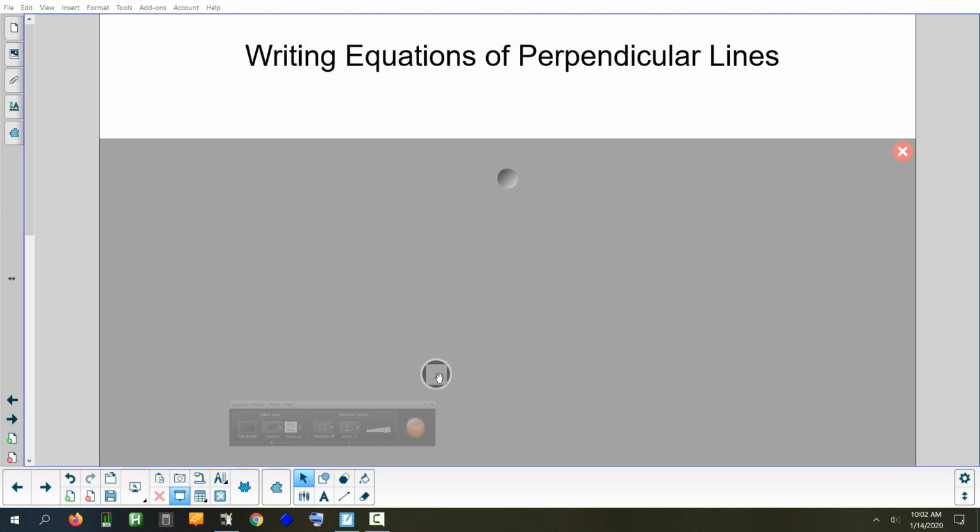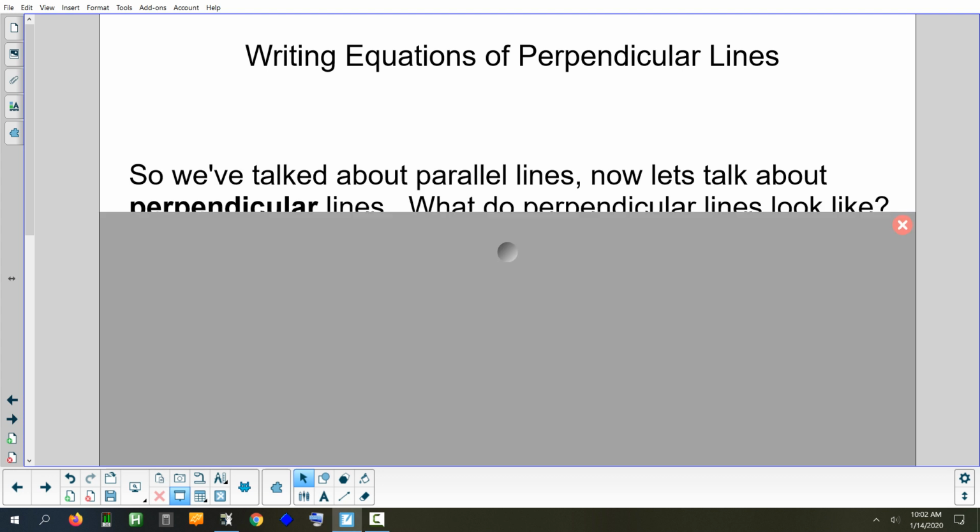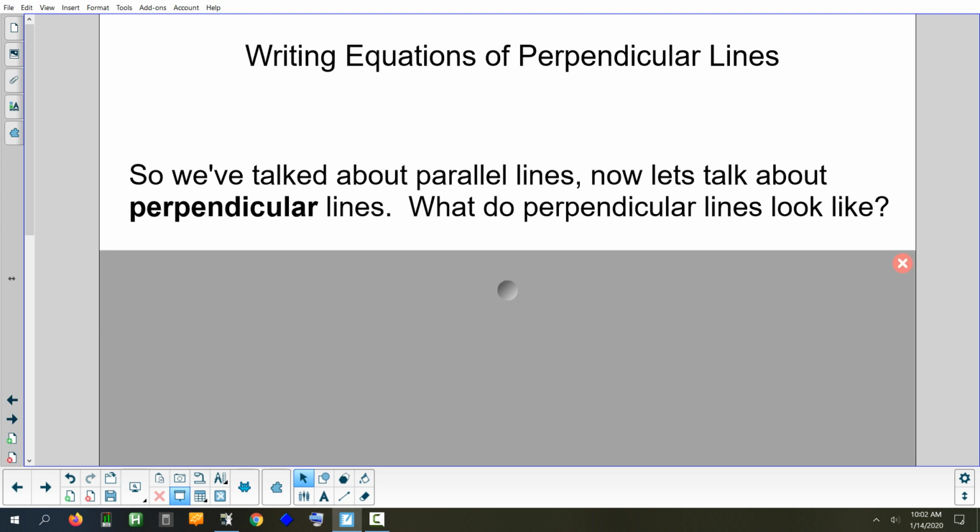Our last section, perpendicular lines. So we only got about 35 minutes, but it's review, so it should be pretty quick. So what did I always keep telling you guys? What do perpendicular lines look like?